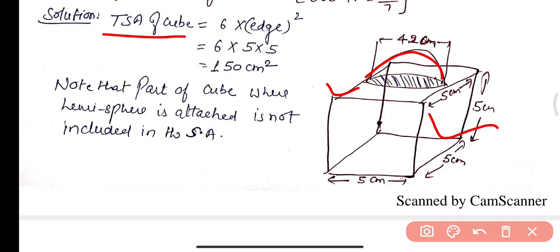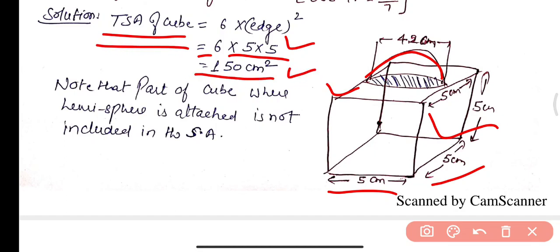So we are given the side of the cube as 5 cm. So the total surface area of the cube will be 6 into side square, that is 6 into 5 into 5. So this will be 150 centimeter square as the total surface area of the cube.